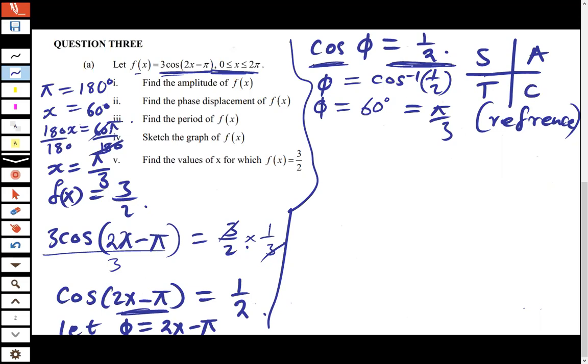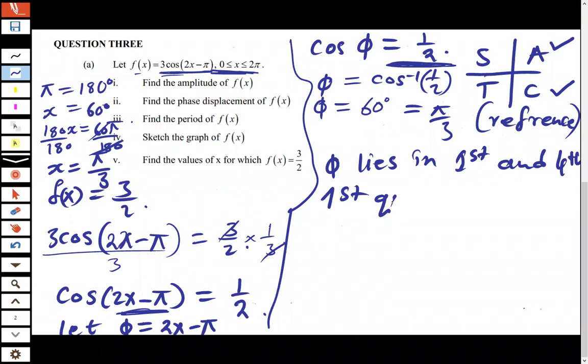So since this trig ratio is positive, we know that a cosine function is only positive in the first quadrant where all trig ratios are positive, and also in the fourth quadrant where only cos is positive. So phi lies in the first quadrant and in the fourth quadrant. So now in the first quadrant, we know that phi is simply just going to be equal to the reference angle, which is pi over 3. So in the first quadrant, you just get the reference angle and then you equate it to phi.